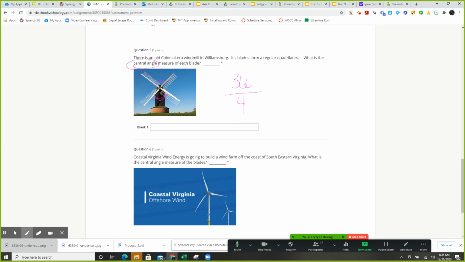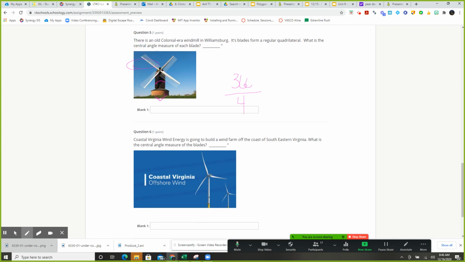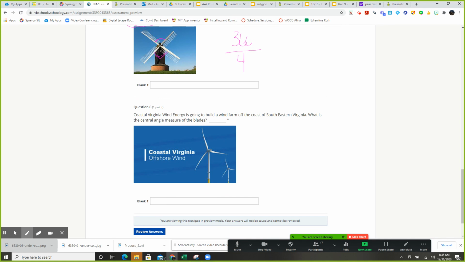What about these new modern windmills that Dominion Power is going to build off the eastern shore, off the coast, way out about 5 miles out from the ocean front? How are these modern windmills different? Would it be 3 sides instead of 4 sides? Absolutely. So this is a pizza cut into 3 sections. So we still take our 360 for a full circle.